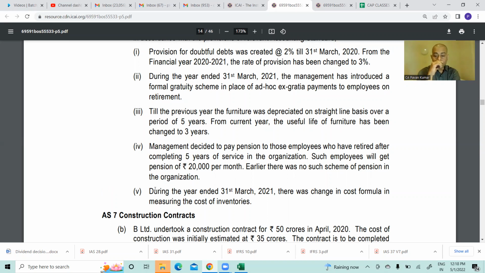Next, read fifth one. During the year ended 31st March 2021, there was a change in cost formula in measuring the cost of inventories. Star mark. Put a star mark. What is cost formula? Sir, the formula for the valuation of inventories. What is that formula? Cost formula. Give examples. Sir, is it FIFO, LIFO? Yes. FIFO, LIFO, weighted average method. These are cost formulas. Standard cost method. So you are changing from FIFO to weighted average method or weighted average method to FIFO. Is it a change in accounting policy?